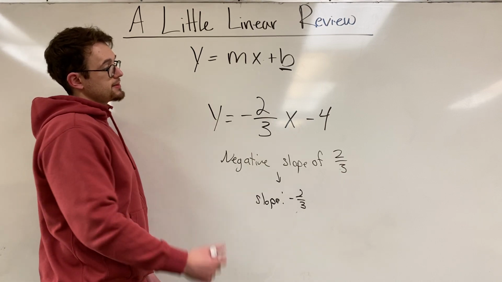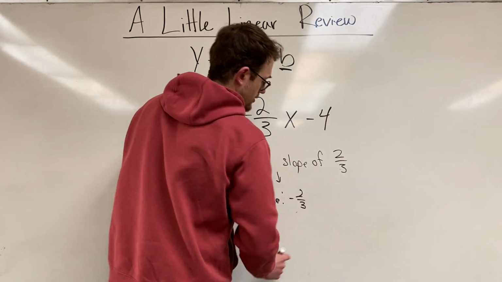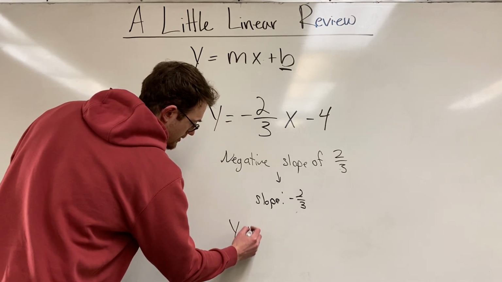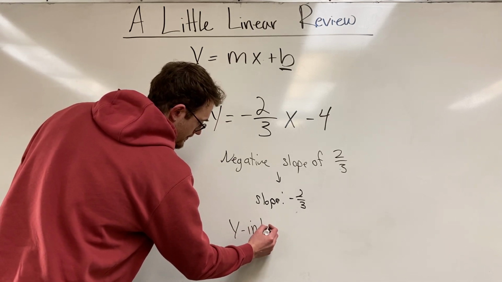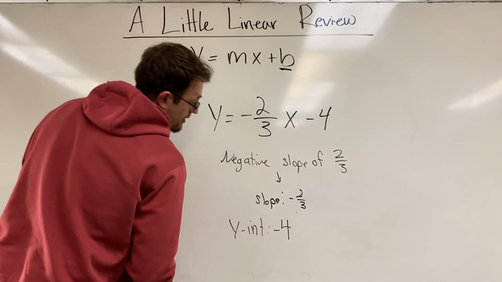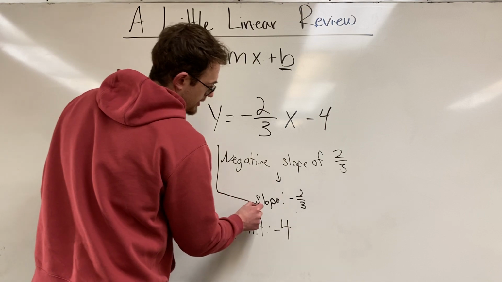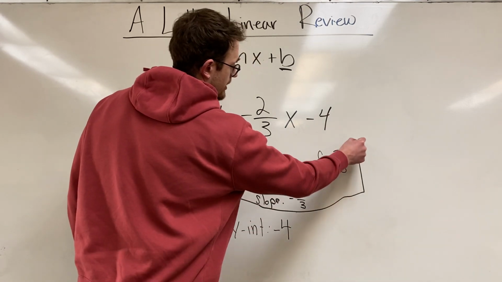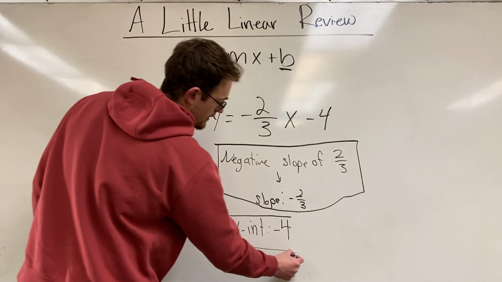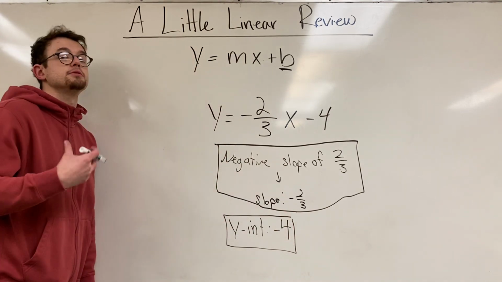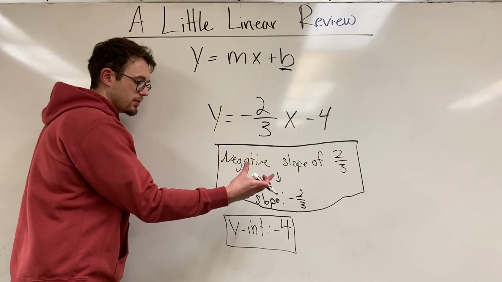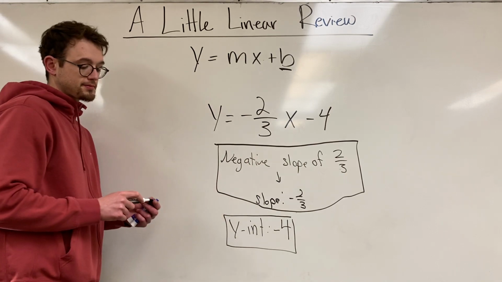And then the y-intercept is right there, so y-intercept negative 4. Ooh, that was a bad square. I was going for rectangle, didn't turn out. And then you got that. Those are two types of answers I'd want my students to be able to do. Answer for the slope, positive, negative, and what is it, and then the y-intercept from this.